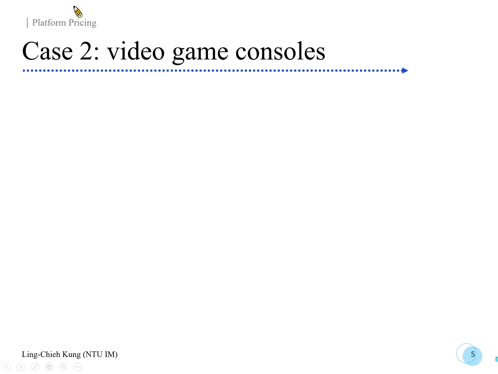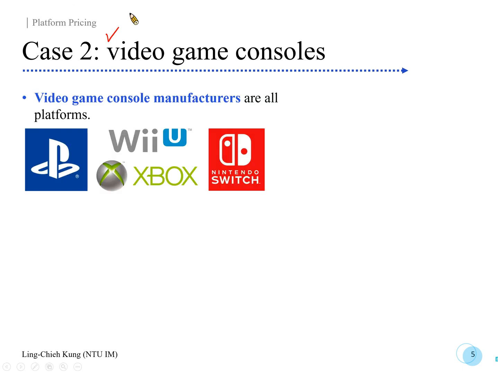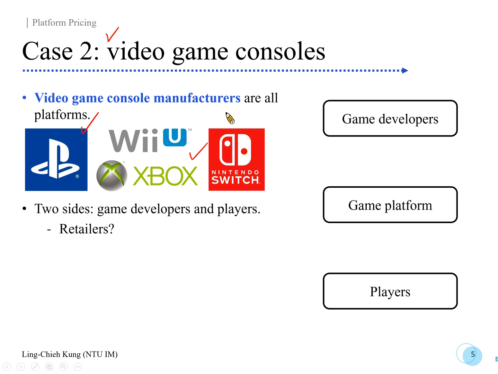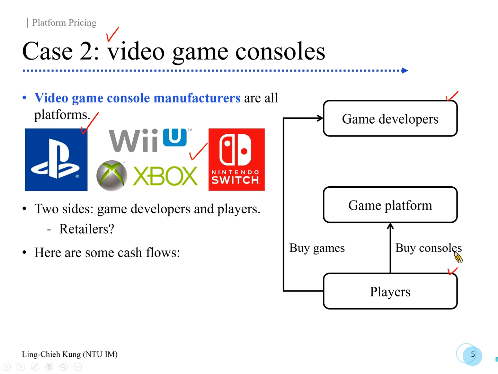Okay, so next let's talk about video game consoles. Video game console manufacturers are all platforms: PS4, PS5, Xbox, Wii, Switch, whatever. In this case, they are connecting game developers, those sellers, and the players, those buyers, all right? And again, there are some cash flows.